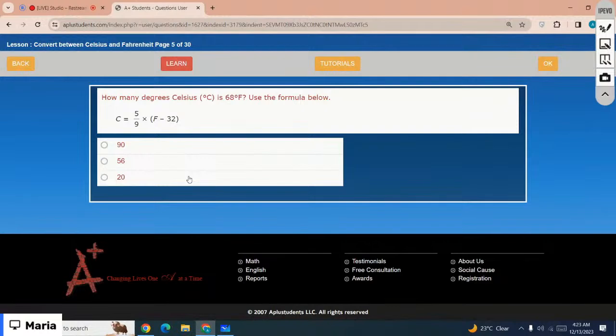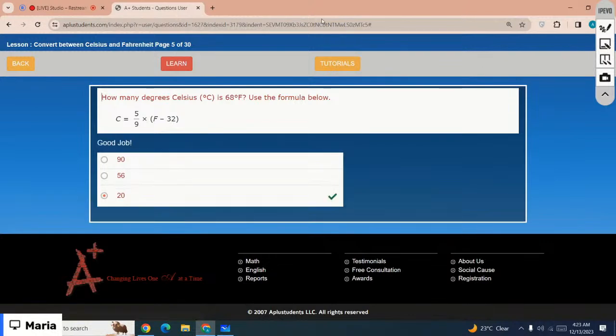How many degrees Celsius is 68 degree F? The correct option is 20 degree Celsius. The correct option is 20, right? Okay, you can complete the lesson by yourself later today.